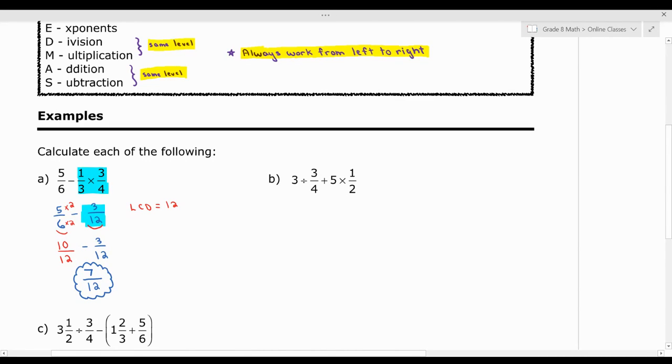Question B, you have 3 divided by 3/4 plus 5 times 1/2. So I'll notice there's actually a division going on and a multiplication and an addition. So these operations have to happen first. The multiplication and the division have to happen before the addition. But because these are technically the same level, I can do them at the same time, right?